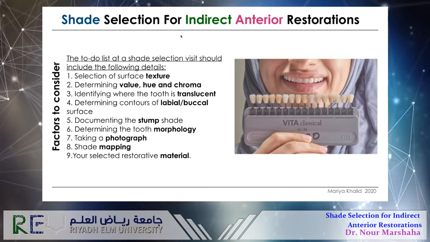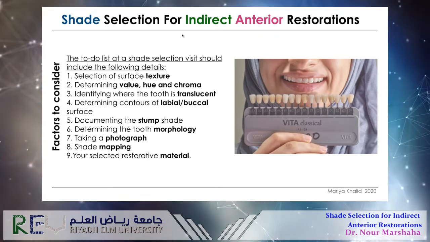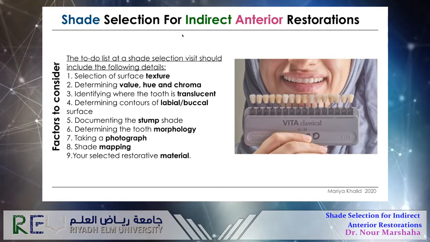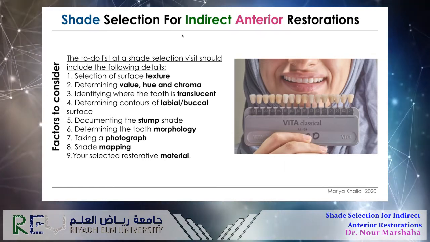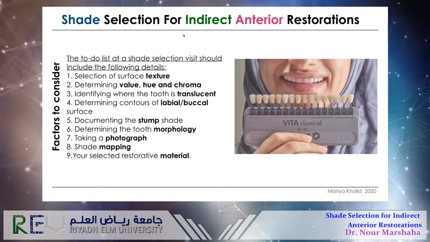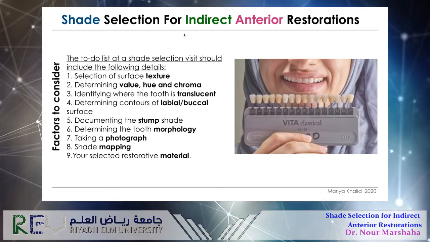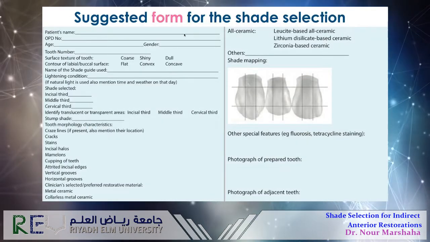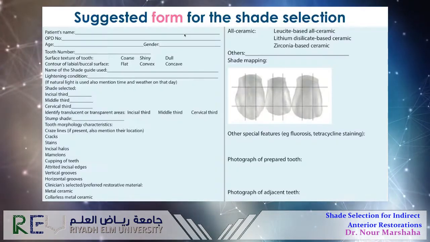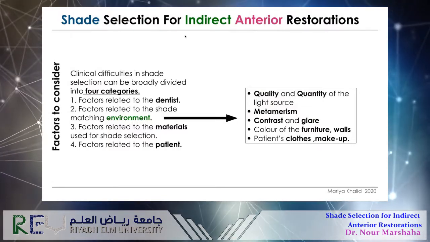So to do this shade selection visit, you have to select the surface texture, determine the value, hue, chroma, and translucency. You have to determine the contour, labial, and buccal surface. You have to document the established shade and tooth morphology. Don't forget to take photographs and do shade mapping and select the restoration material. This is a suggested form for the shade selection.